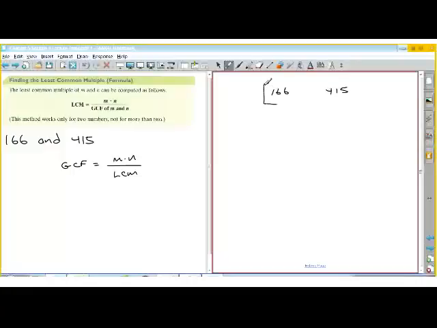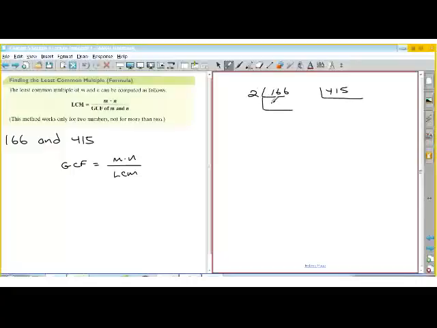So you've got 166 and 415, and you can't divide them by 2 because they're not both even. You can't divide them by 3. You can't divide them by 5. What can you divide them by? Well, maybe this method is not the best way because it's hard to find. So I'm going to do it the other way.